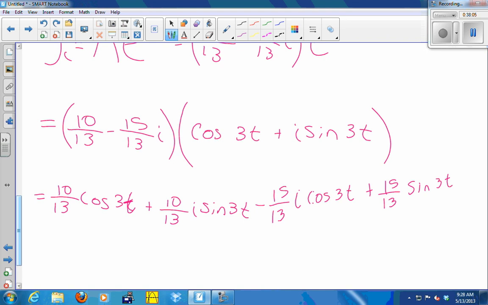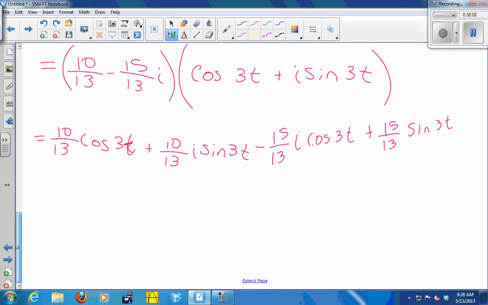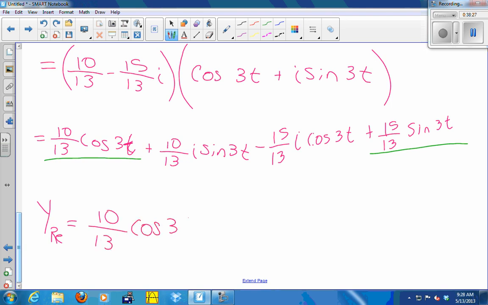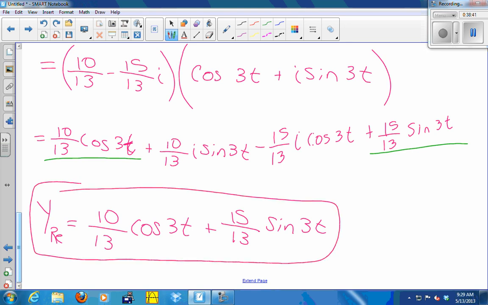So now what I want is the real part of this solution, right? So I want the real part, and that's going to be my actual solution. So I only grab the things that don't have i's in them, this piece and this piece. So I have 10 13ths cosine 3t plus 15 13ths sine 3t. That's my y particular.